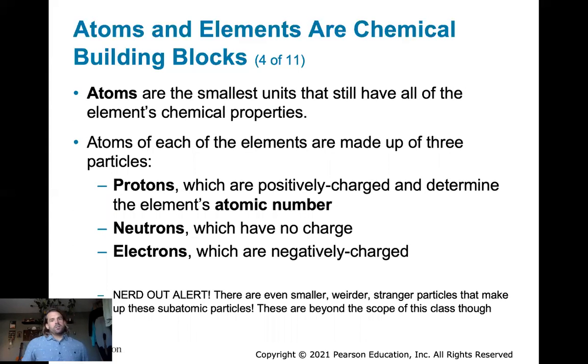Okay, so atoms and elements are chemical building blocks. Atoms are the smallest units that still have all of the elements' chemical properties. Atoms are made up of 3 subatomic particles. Okay, subatomic meaning below or smaller than atoms. Protons, neutrons, and electrons. Those are the 3 subatomic particles we're going to talk about. Protons have a positive charge, and they determine an element's atomic number. We'll go deeper into that in a minute. Neutrons have no charge. Neutrons sound like neutral, right? Neutral, no charge. And then electrons have a negative charge, okay? So protons, positive charge, electrons, negative charge, and in the middle you have neutrons, no charge.